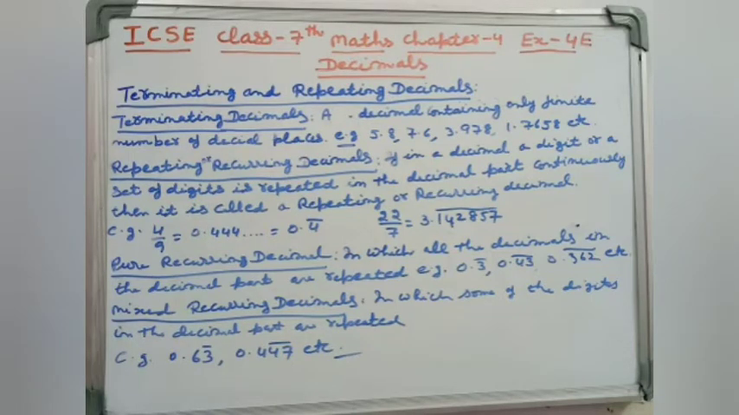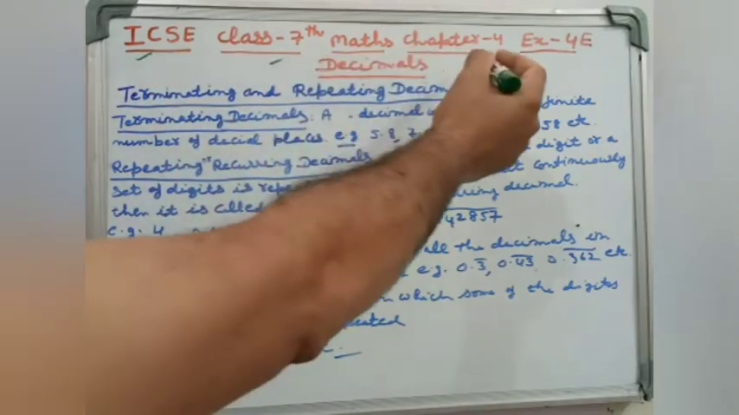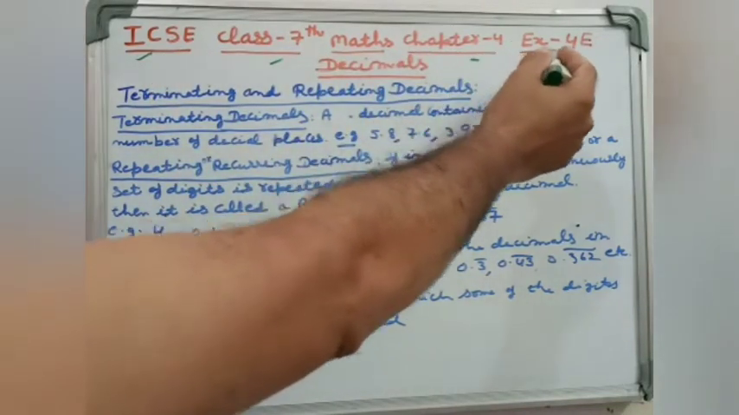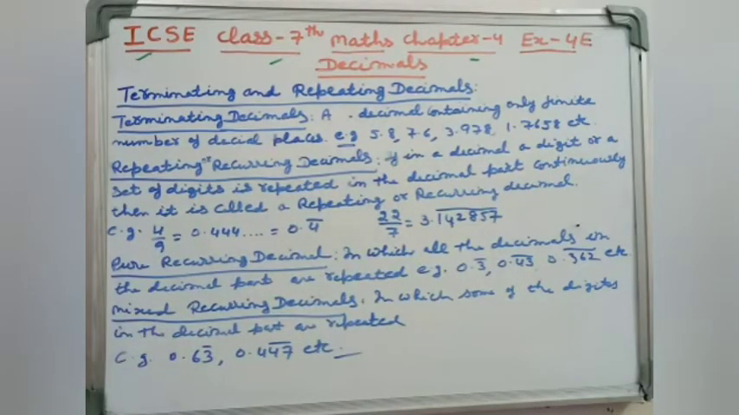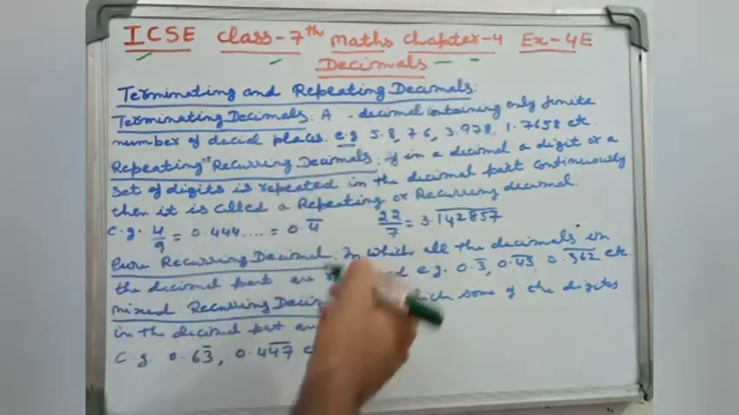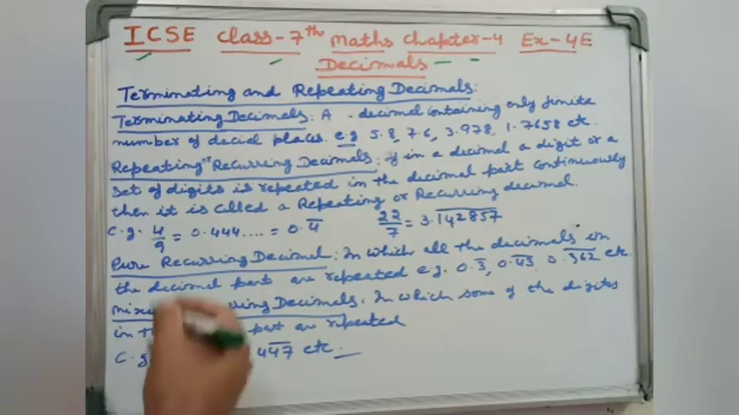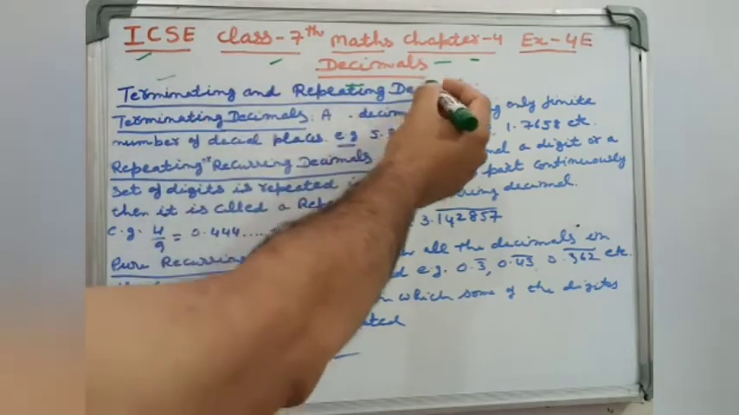In today's video, we are going to start ICSE Class 7th Math Chapter 4, Exercise 4E. Up to 4D, you have already seen in our earlier videos. The chapter is related to decimals. Now, in this 4E exercise, we are going to deal with terminating and repeating decimals.